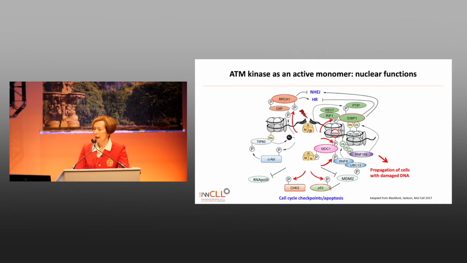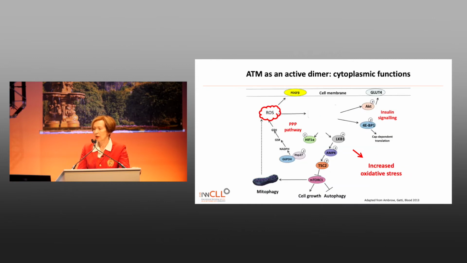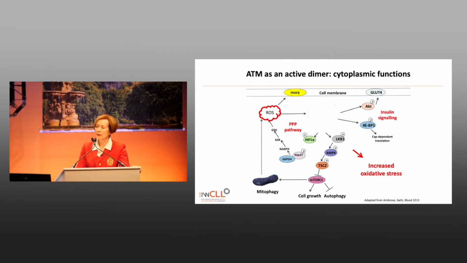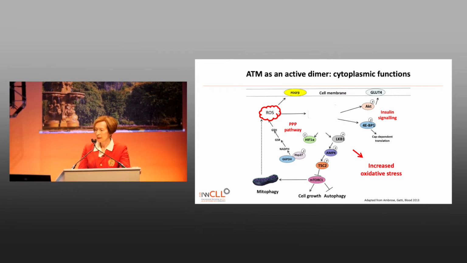with damaged DNA. In terms of extranuclear, or cytoplasmic, functions, ATM acts as an active dimer. And it has, again, multiple functions, but most importantly, it regulates the level of reactive oxygen species and also regulates insulin signaling. And one of the most important effects of loss of cytoplasmic function of ATM is increased oxidative stress.